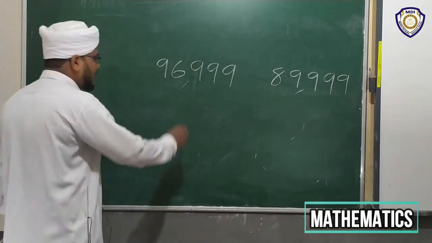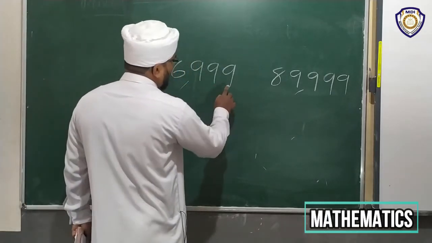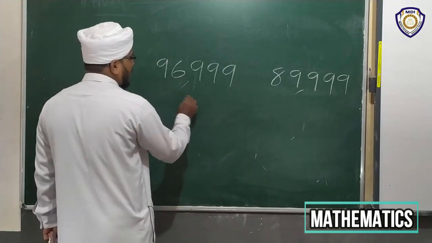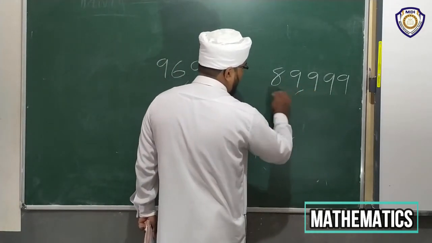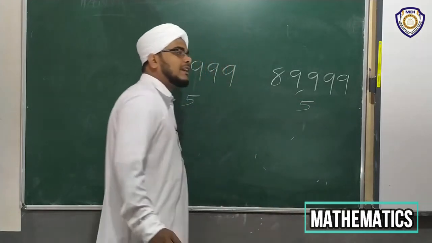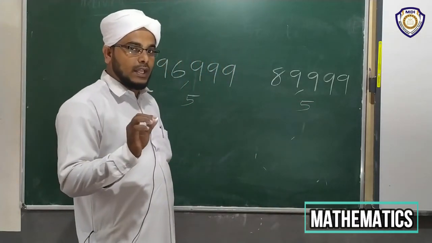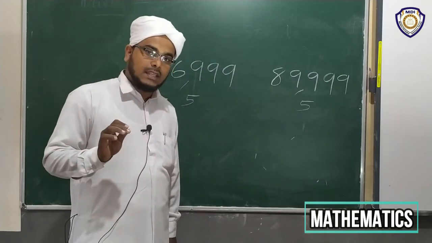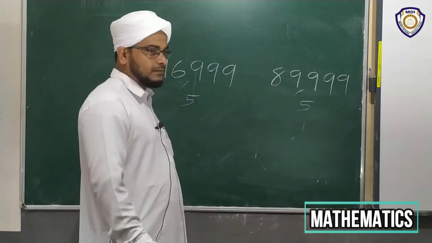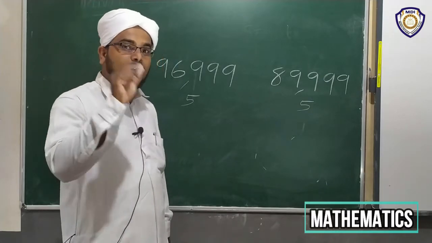How many digits are here? 1, 2, 3, 4, 5 digits. Here also 1, 2, 3, 4, 5. Then this rule cannot be used here. So the second rule is used.